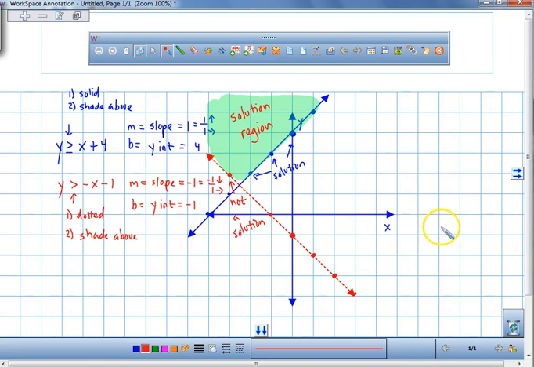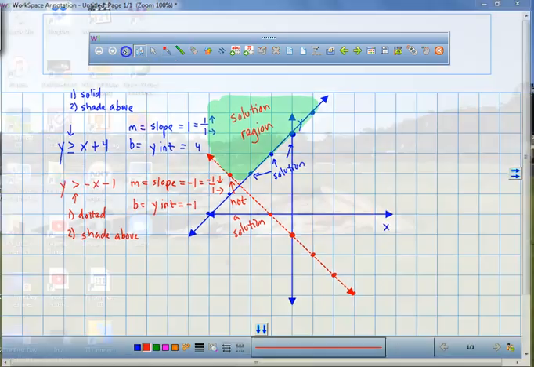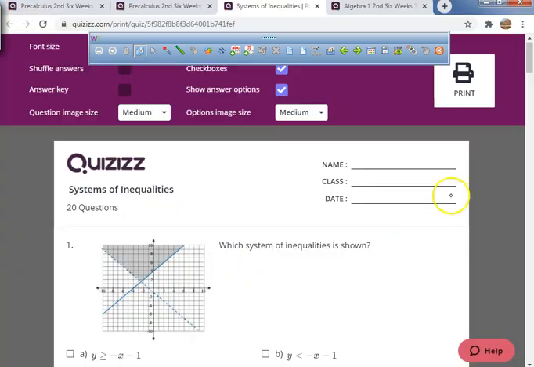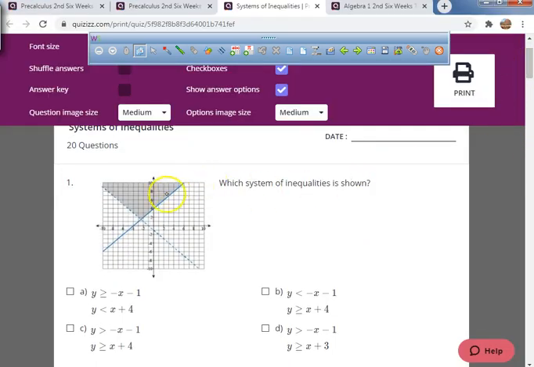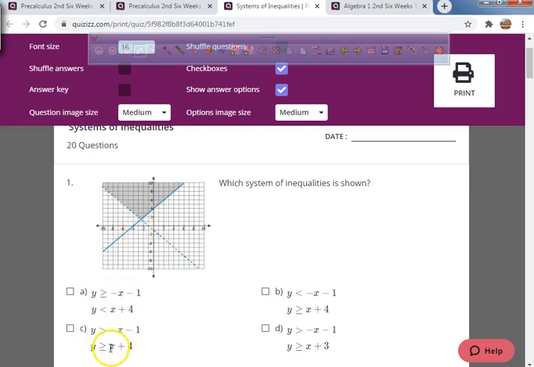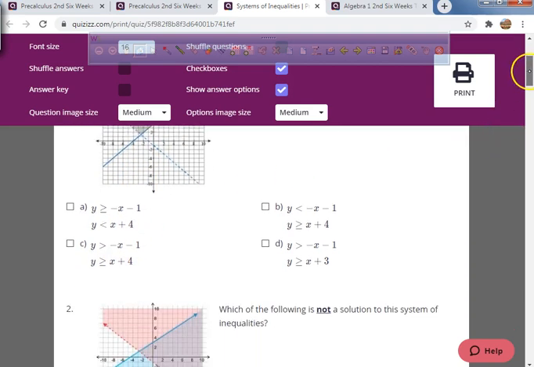Now, this is a great example of how to graph and where you shade. If we look at the question that was given to you, I realize I can't zoom in, but this graph is shaded above. This one's dotted, so that's why it's y is greater than negative x minus 1, and this is y is greater than or equal to x plus 4. So answer number 1 ended up being C in this particular case.